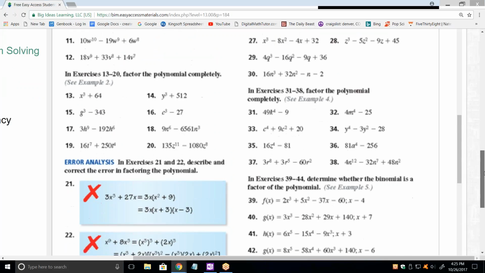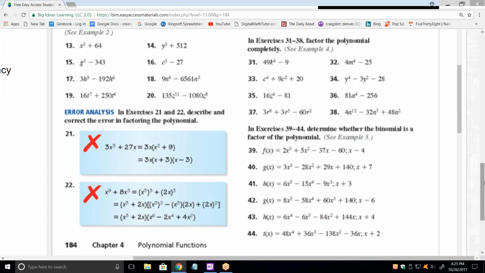We were on 13. Give me a sec. I need to grab a charger. Go ahead.